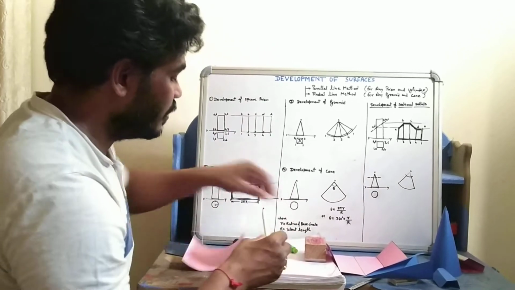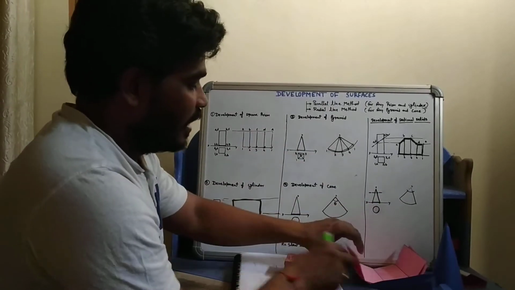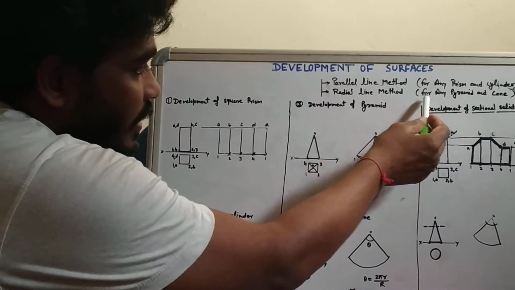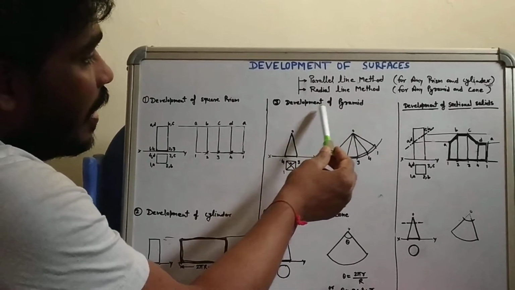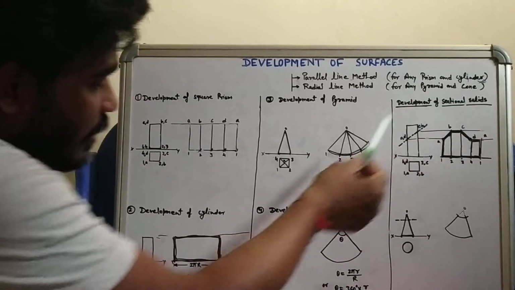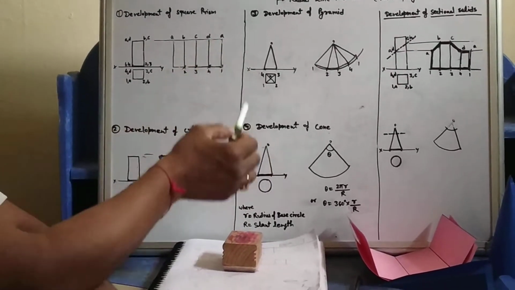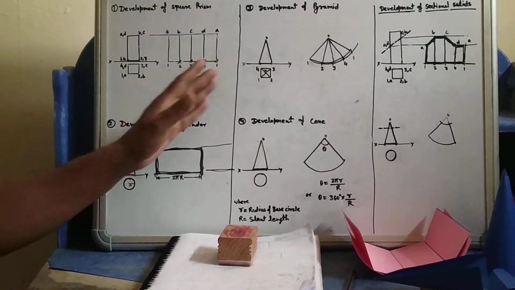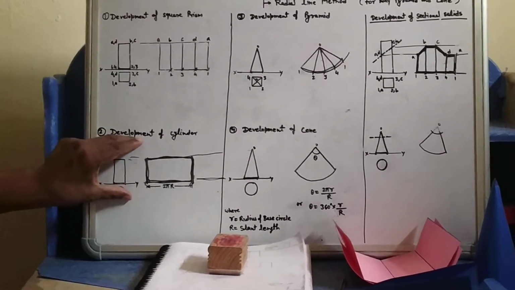Now take the third example. The third and fourth are examples of the radial line method. In the third question, we have taken a pyramid, a square pyramid. In the fourth question, we have taken the example of a cone. So the third and fourth questions are examples of the radial line method. We will easily find the difference between this and the parallel line method. This is an example of the parallel line method.